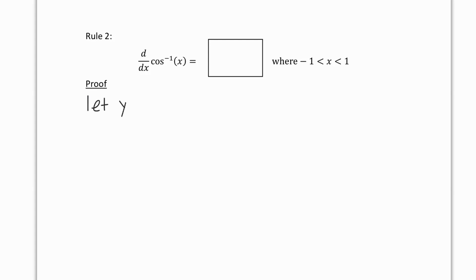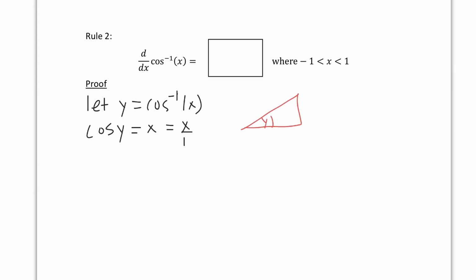So we're going to let y equals cos inverse of x. Take cos of both sides. Cos of y equals x, which is equal to, of course, x over 1. Go ahead and draw yourself a little triangle. Cos is adjacent over hypotenuse. Adjacent over hypotenuse. And the missing side will be square root 1 minus x squared, again using Pythagoras.